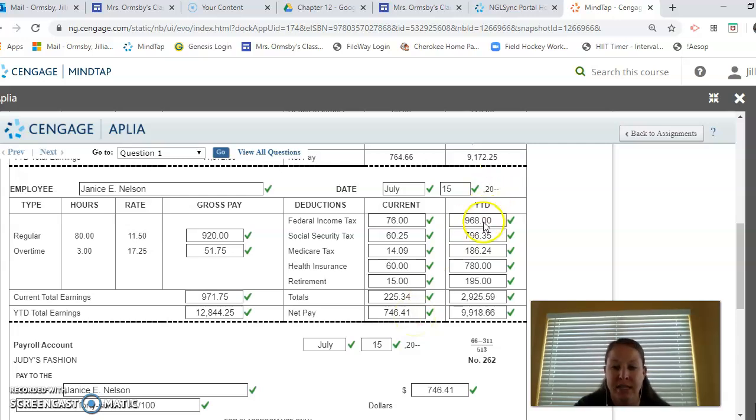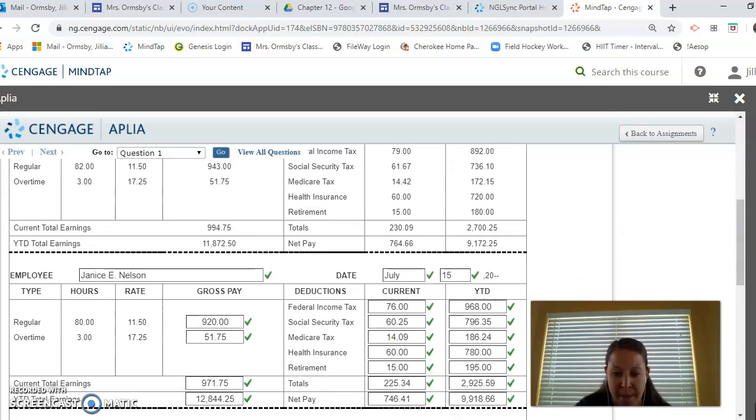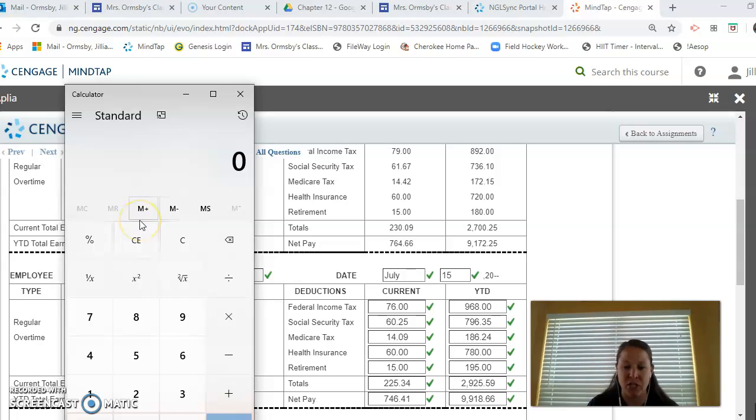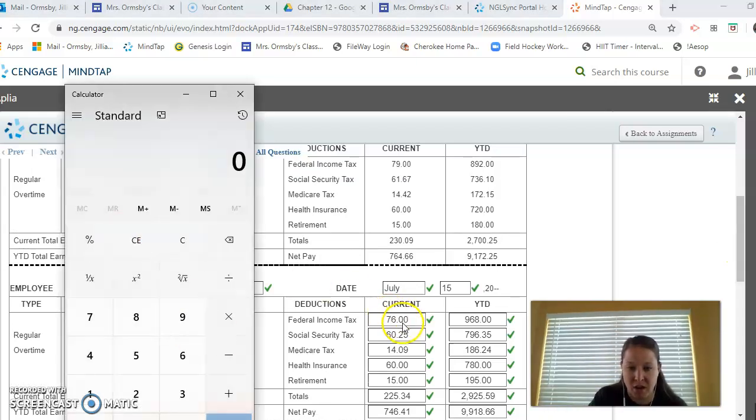$746.41. Now we need to figure out the year to date. Again, I'll demonstrate for you. This is where a lot of people make mistakes or forget what to do. I get questions about when I'm in class. So again, if you have questions, always feel free to reach out. But hold on, let me slide this up a little bit. Okay, so we are taking the current federal income tax, $76, plus the previous year-to-date federal income tax, $892. That gives us $968, the current year-to-date.